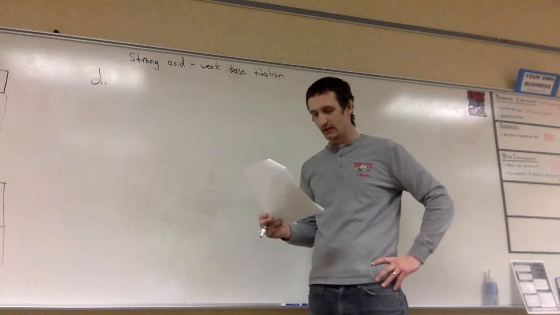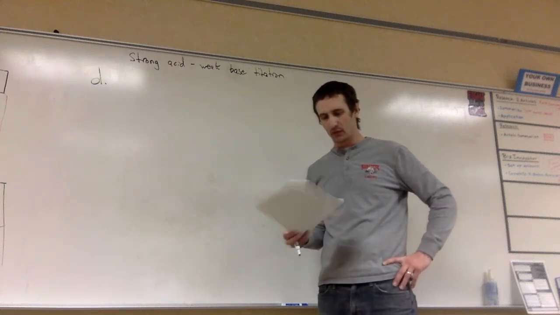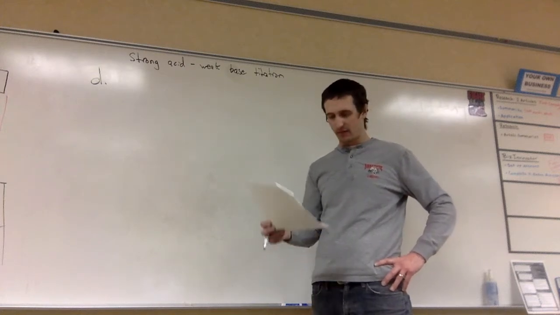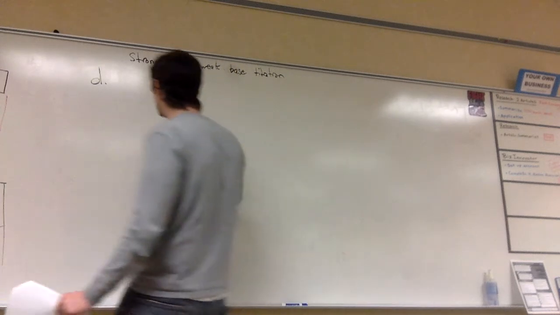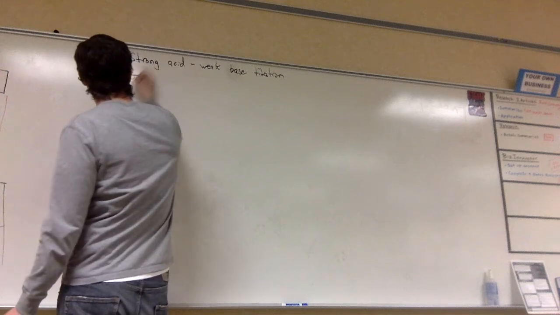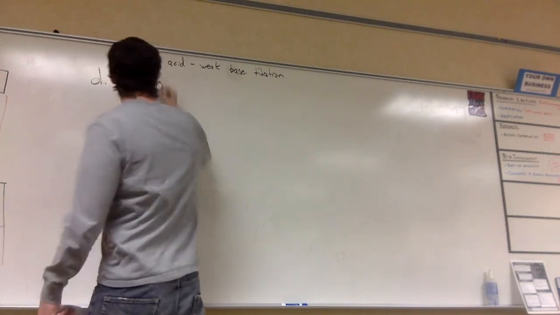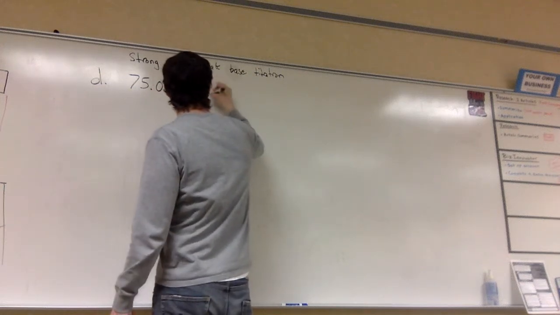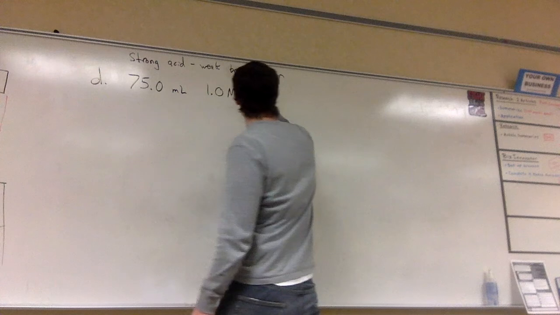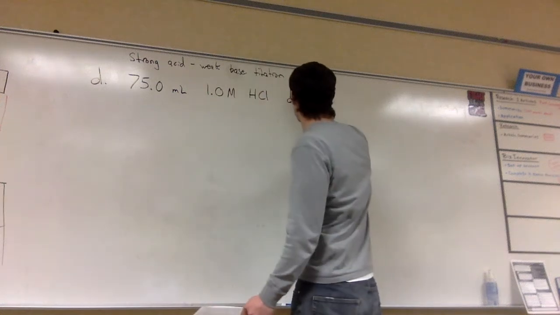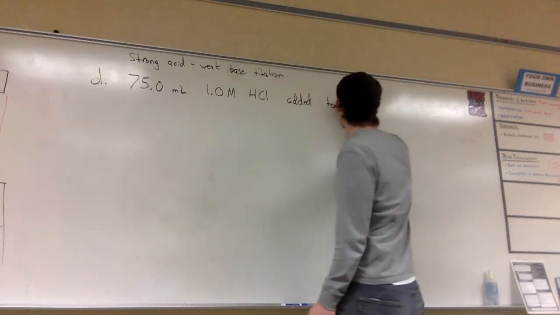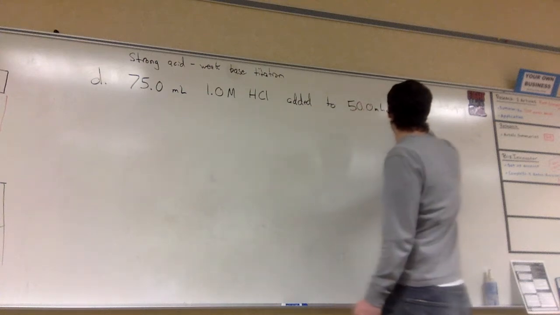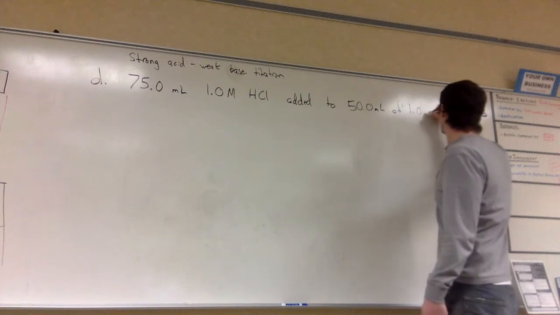Okay, here it is, the last part of this problem. We are going to calculate the pH after we've added 75 milliliters of hydrochloric acid. And so this is past the equivalence point. So I've got 75 milliliters of 1 molar HCl added to, again, we started with 50 milliliters of 1 molar NH3.